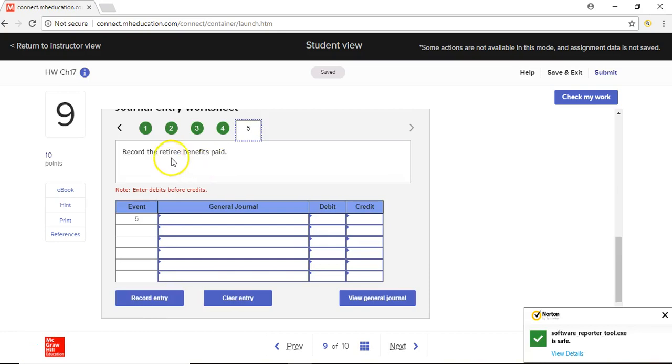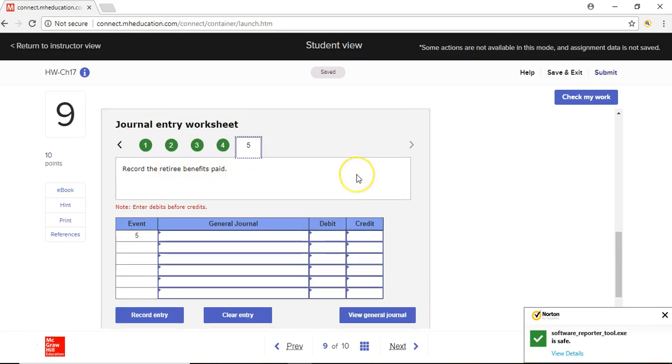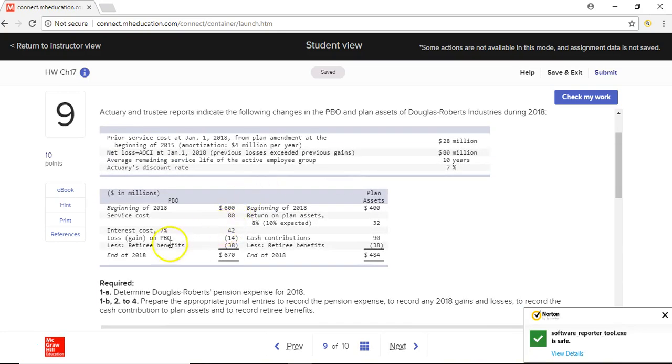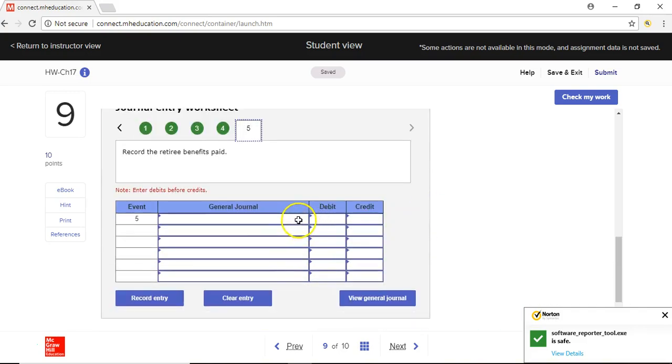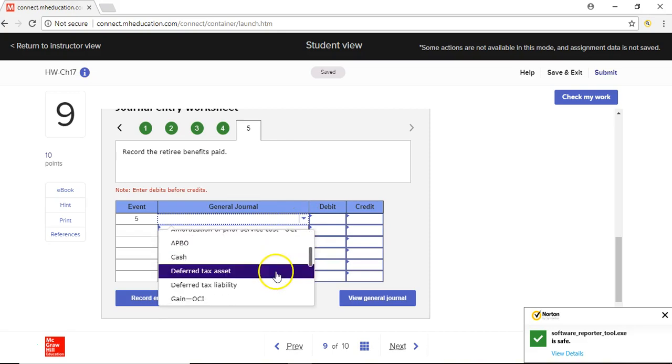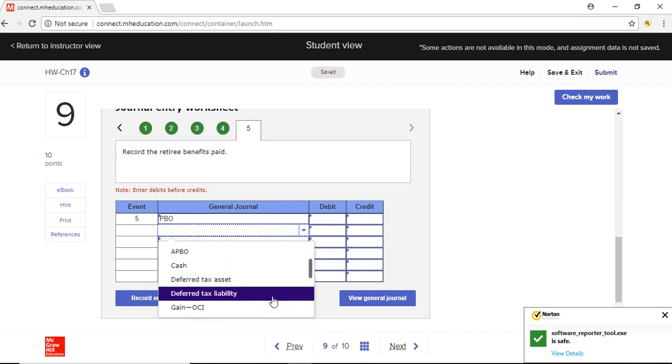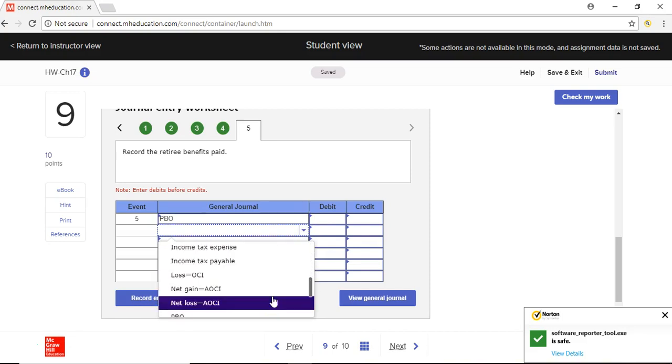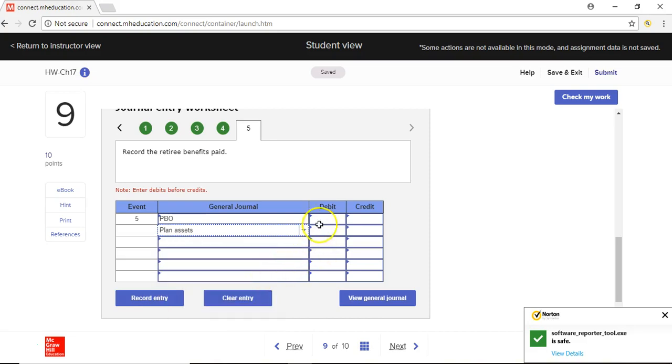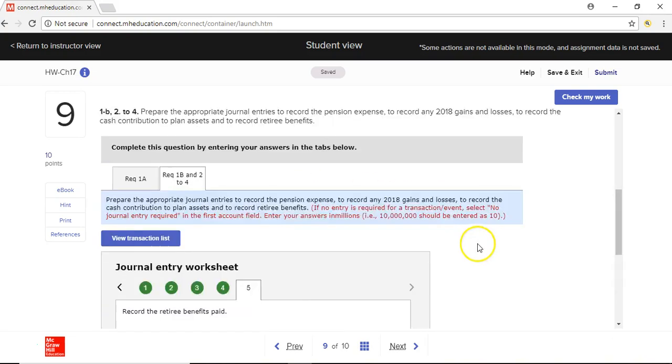And then we need to record the retiree benefits paid. So here in the table, they paid retirees $38 million. It decreases PBO as well as plan assets. To decrease PBO, we put PBO on the debit side. To decrease plan assets, we put plan assets on the credit side. For the amount, $38 million.